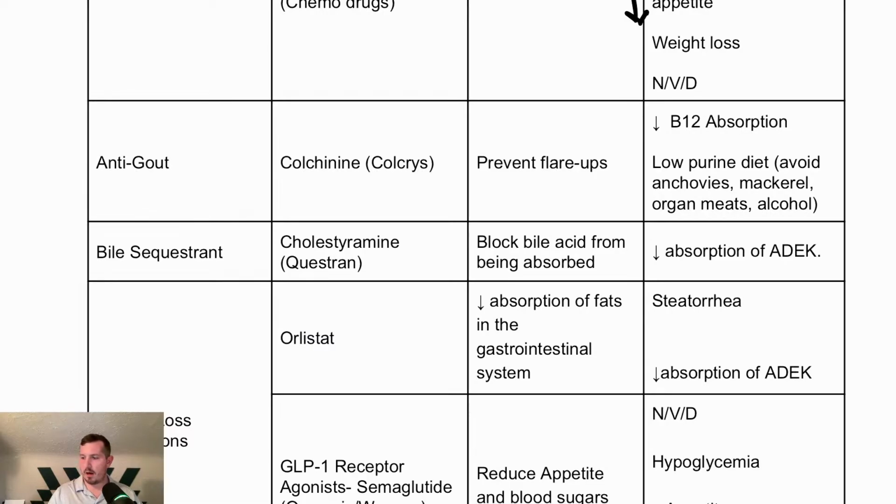Okay. All right. Excellent. Two more medications to go through here, and then we're going to move on to our questions together. We're going to have our bile sequestrants. What bile sequestrants do is they decrease and block bile acids from being absorbed, because you reabsorb a lot of your bile acids here. So cholestyramine or Questran, because it's blocking those bile acids, it's blocking some of the fat absorption as well. And so we're going to see a decrease in absorption of ADEK. Okay. ADEK decrease is what we're going to see in that case.